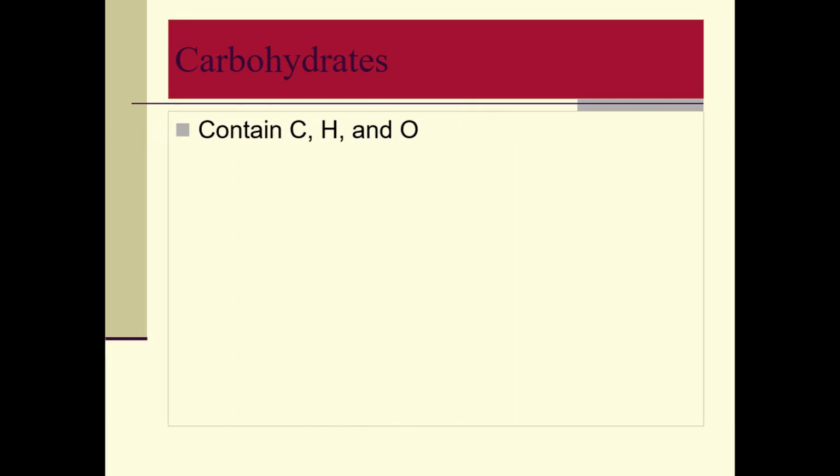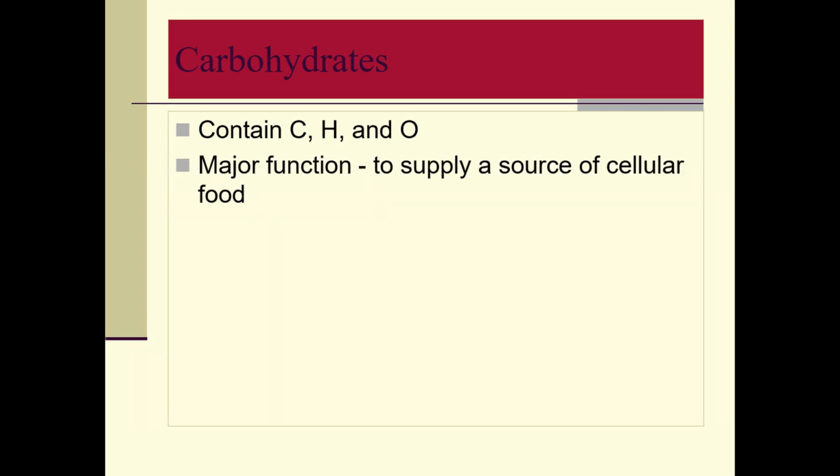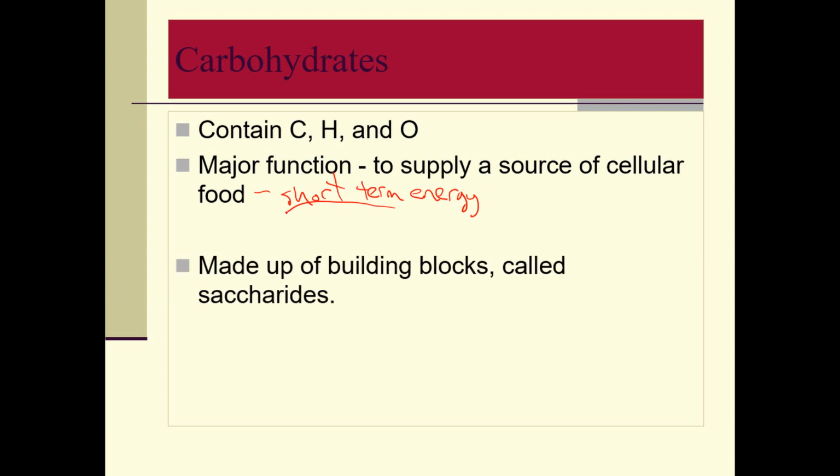So for these carbohydrates, they contain carbon, hydrogen, and oxygen, and its major function is to supply a source of cellular food. So really, we're talking about short-term energy. And just make sure that you understand that it is short-term energy. Okay? The building blocks, which we're going to identify for most of these macromolecules, are called saccharides. You can also call them monosaccharides. So now we're going to take a look at monosaccharides, disaccharides, and polysaccharides.